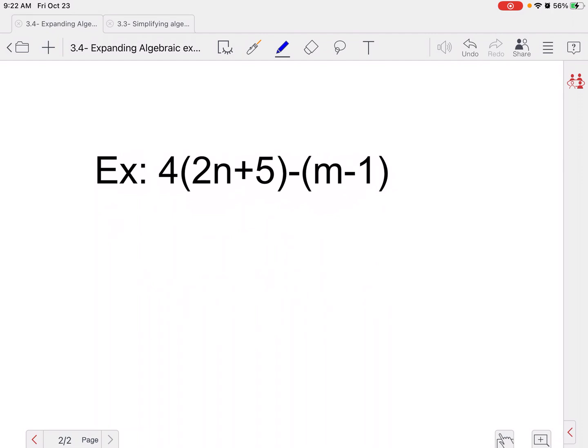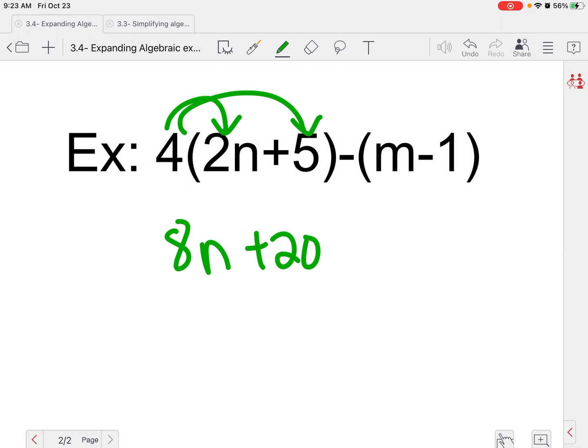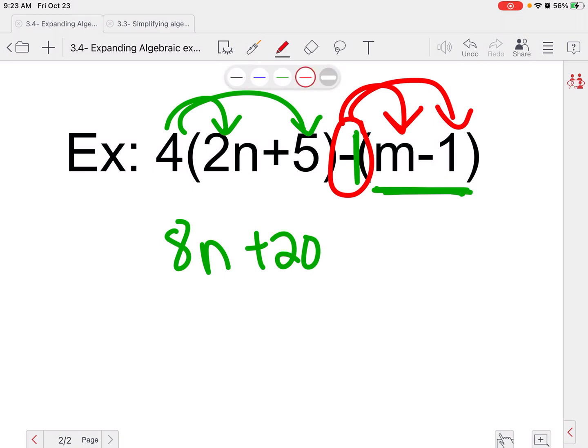Okay, now this one has 2 sets of parentheses. Okay, so I know I'm going to distribute this 4, and 4 times 2n is 8n, and 4 times 5 is 20. Now there's actually an invisible 1 in front of this parenthesis, but after the minus sign. We're subtracting this entire thing, so we need to distribute that negative to the m, or negative 1 to the m, and negative 1 to this minus 1. So negative 1 times m would be just minus m. And then negative 1 times another negative 1 would give me a positive 1.